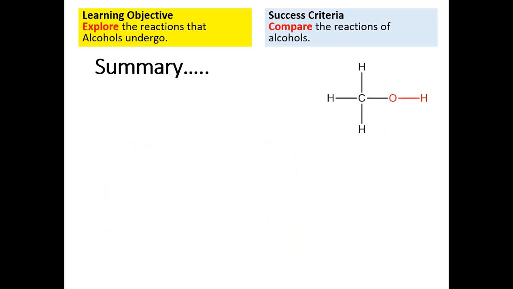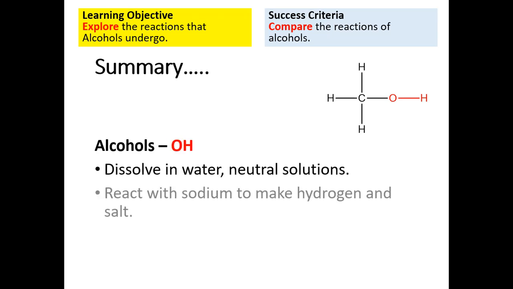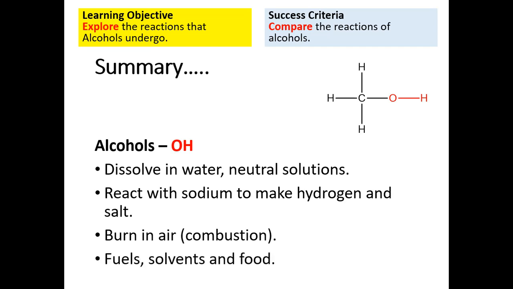So in summary, this is the structure. The OH is the functional group. They dissolve in water to form a neutral solution. They react with sodium to make hydrogen and a salt, which would be sodium and then the oxide. They burn in air, so they undergo combustion to produce carbon dioxide and water, and they are used for fuels, solvents, and in food and drink.